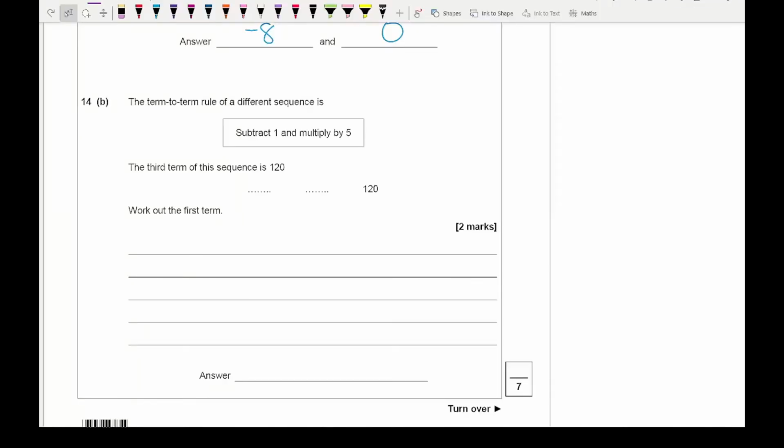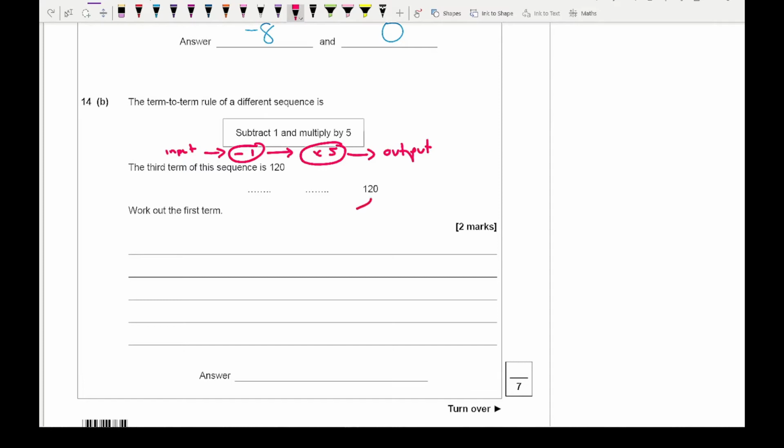Now moving on to question 14b, it says the term-to-term rule of a different sequence is subtract 1 and multiply by 5. The third term of the sequence is 120, and the question is asking us to work out the first term. Because we're going backwards, whereas typically we're starting from the first term and working our way up to future terms, here, because we want to know previous terms, we need to do the opposite of what the function is telling us. So starting with the input, we are subtracting 1, and then we are multiplying by 5, and that gives us our output. So to go in the opposite direction, I need to do the opposite.